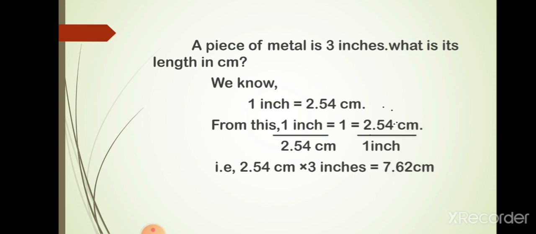We know that 1 inch is equal to 2.54 centimeter. From this we can write 1 inch divided by 2.54 centimeter is equal to 1, that is equal to 2.54 centimeter divided by 1 inch. Here 1 inch divided by 2.54 centimeter is equal to 1 is a unit factor. Then by the calculation we can obtain 7.62 centimeters.